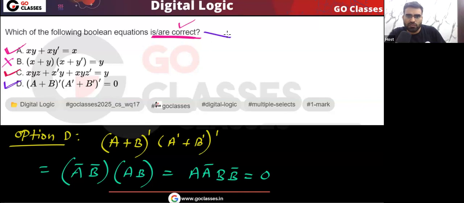For this question, which options are correct? The answer will be A, C, D. Okay, this is the answer. Is this clear? Very simple question. Now let's move on.